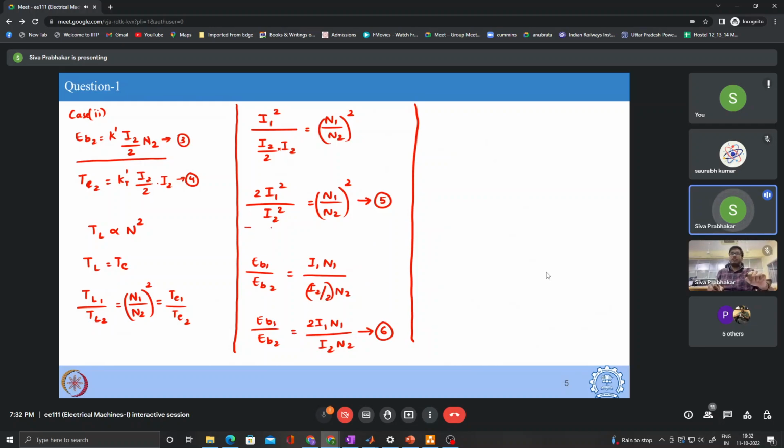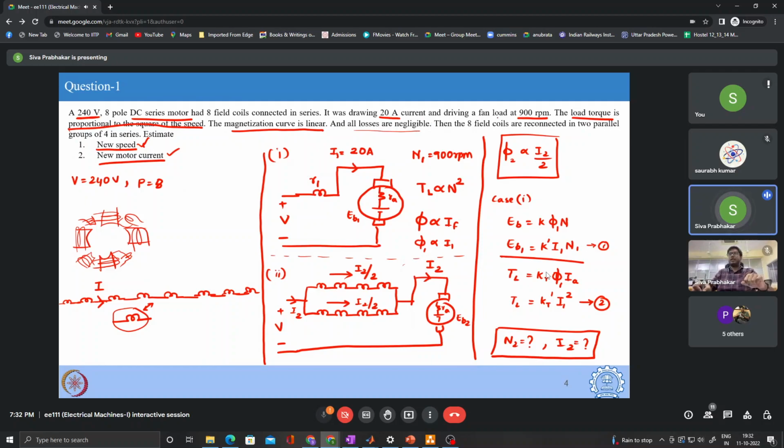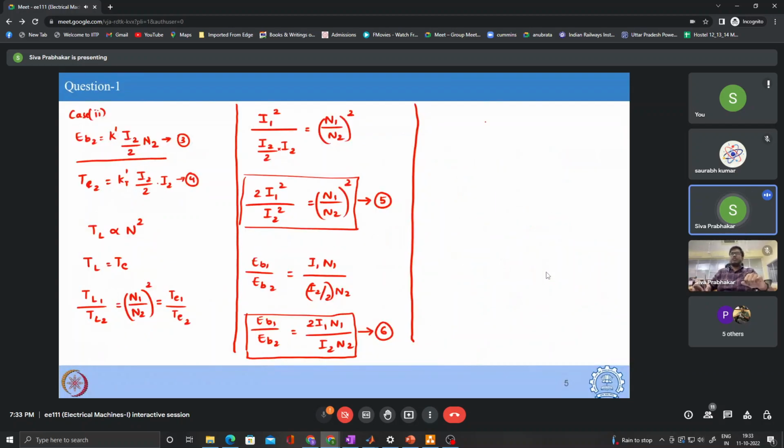So there are two important equations available to you: a relationship which is connecting I1, I2 and N1 and N2, and another equation which is connecting the back EMFs with the two currents and speeds. Now let me substitute the values of I1 and N1 which are given to you. So I1 is 20 ampere and N1 is 900 RPM. It is given to you.